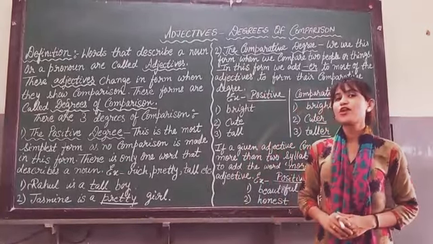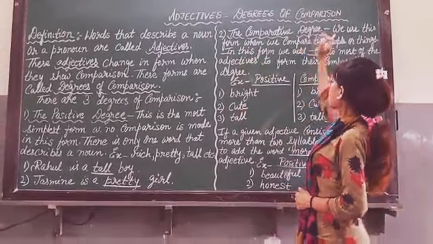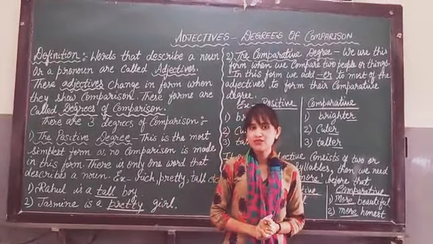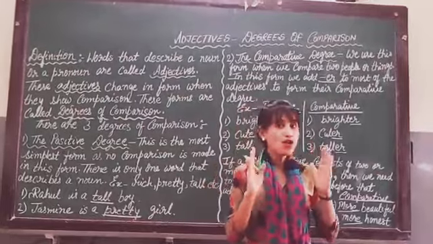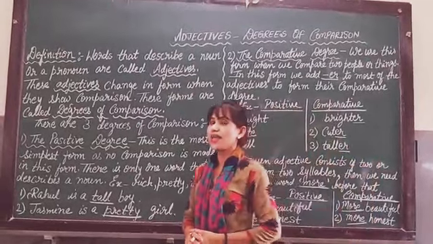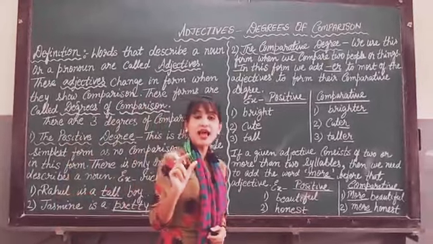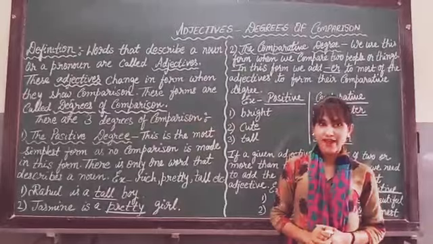The chapter that we are going to discuss today in English grammar is Adjectives, Degrees of Comparison. Boys, you already know what adjectives are, we did that in our previous class. All the describing words are called adjectives. That means a word that describes a noun or a pronoun is called an adjective, right?